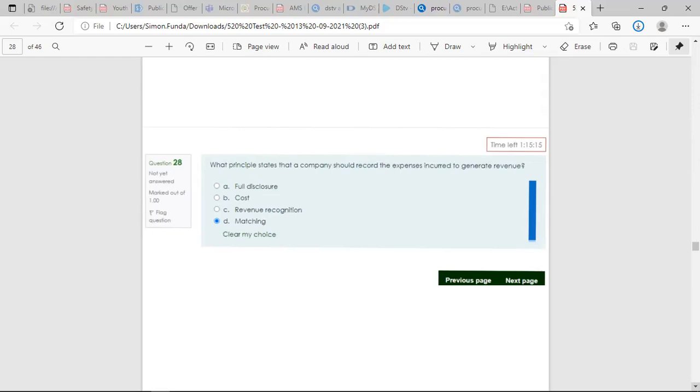For example, if you are doing any business, you have employees, you are paying employees who are working for you to generate the revenue. So that is a cost that you are supposed to match with the revenue. You are paying electricity, you are paying water, and the other expenses; all those expenses are supposed to be matched with the revenue that you are making.